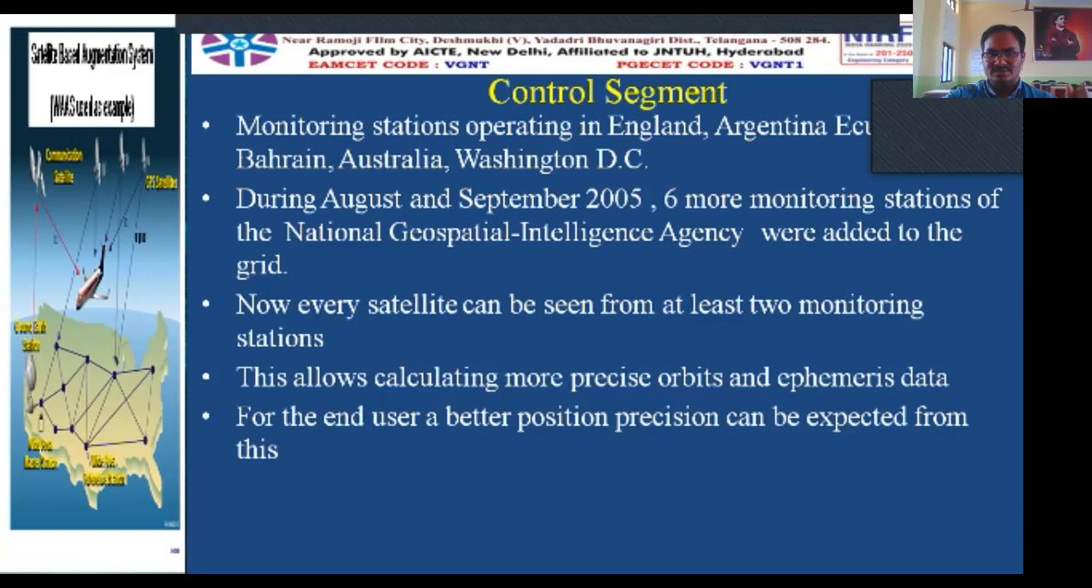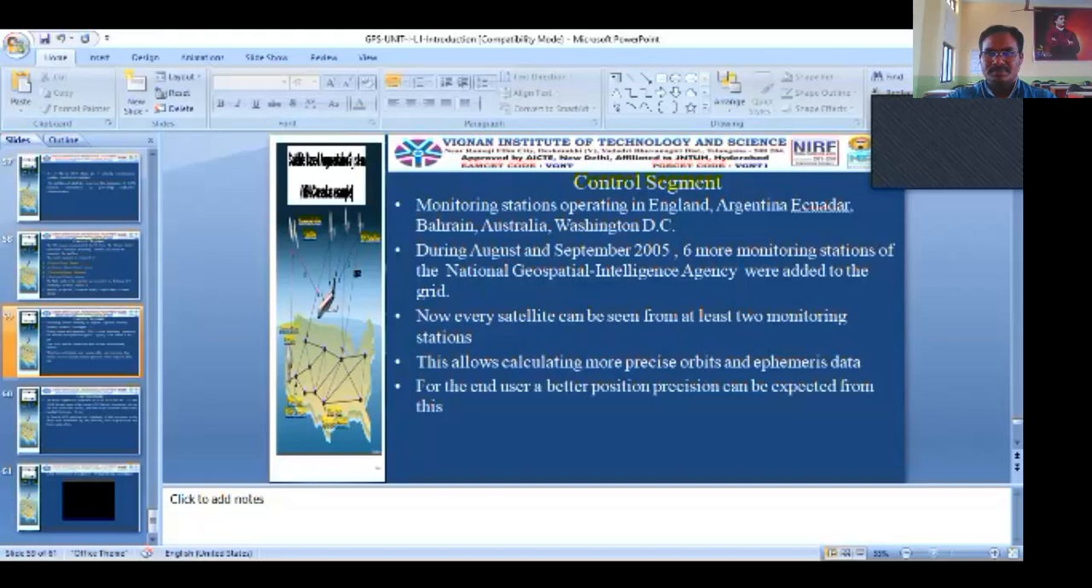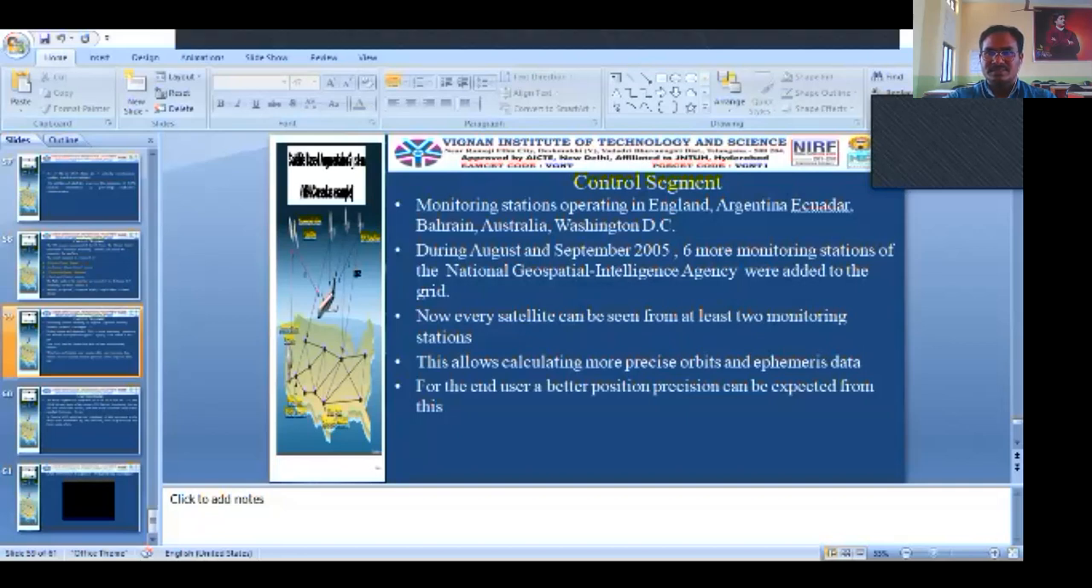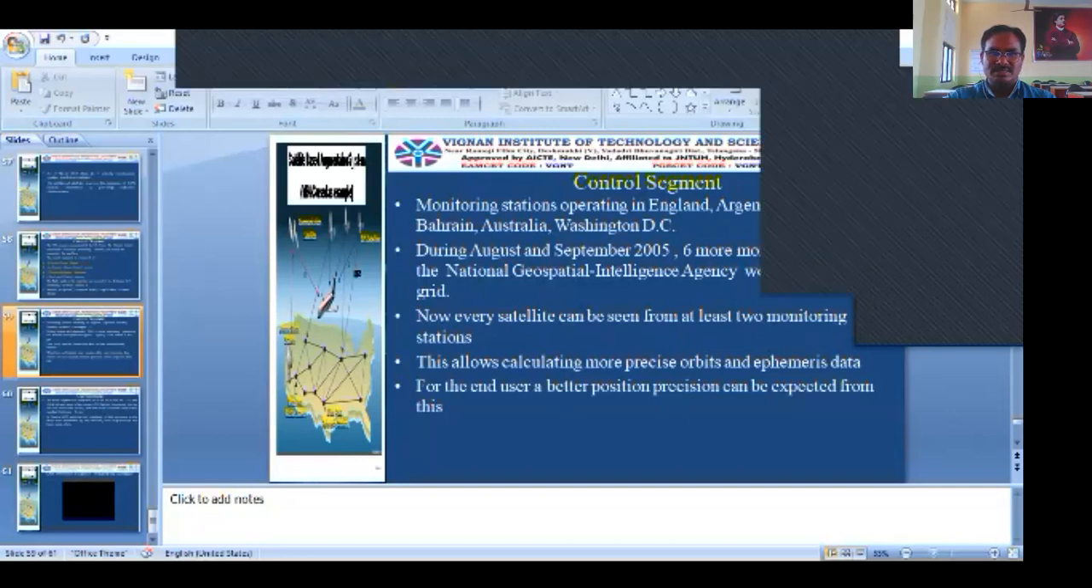Right? Is that clear? Any doubts? Say yes or no. Have you understood this trilateration technique? Respond in the chat box, at least. Present in the class.